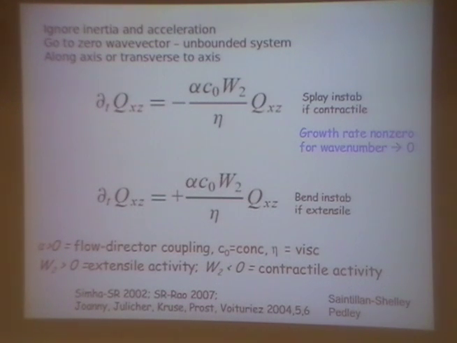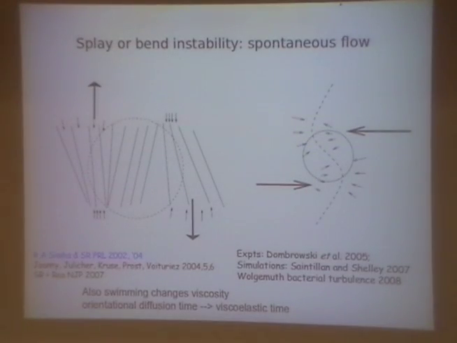So it turns out that the contractile ones always go unstable in splay in an unbounded system, and the extensile ones in bend, which can be seen in these cartoons. If you have a splay and these are contractile, they pull more here than here, so the fluid flows that way here and that way here, thereby further shearing the region that is already sheared. This has now become fairly standard in this game. Experiments have seen it, and numerical simulations, which don't use our equation but use individual particles, see it too. This is the generic or spontaneous flow instability of active nematics.